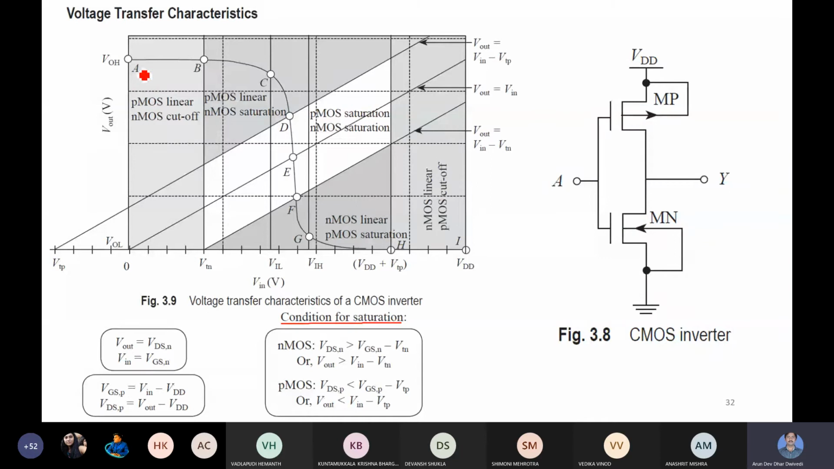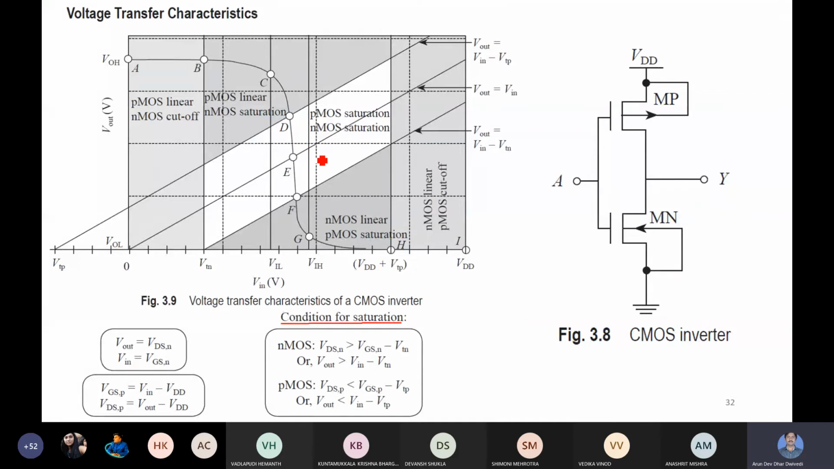If you come from A to B, here PMOS is in linear region and NMOS is in cutoff region, that we will discuss in more detail. And B to C, PMOS is in linear region and NMOS is in saturation region. And this is the white portion between D and F. PMOS is in saturation, NMOS is in saturation. This region is not useful for logic application.